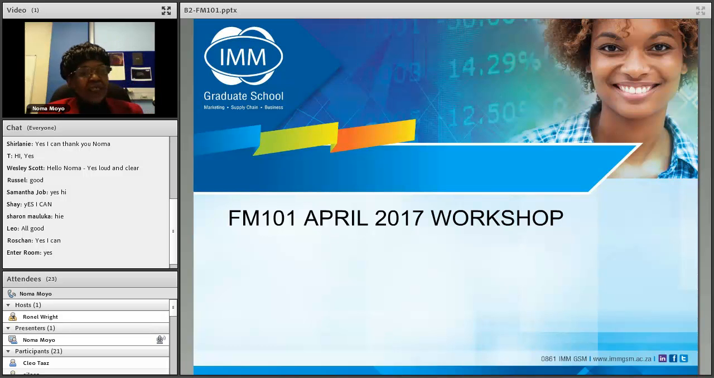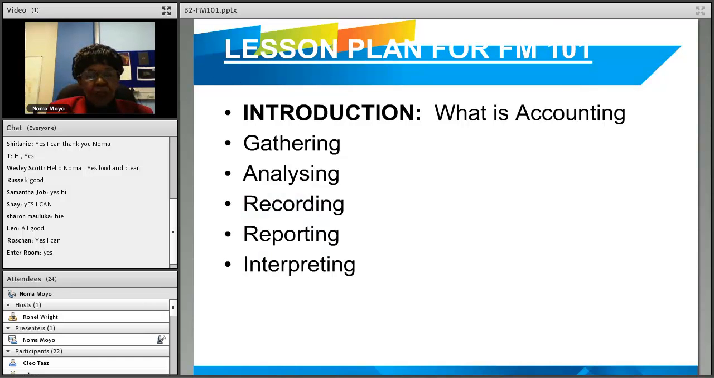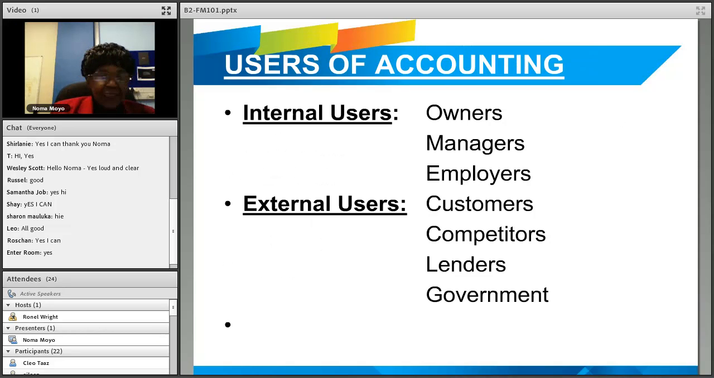So, ladies and gentlemen, as I go through what we are going to be going through, I would like you to have your textbook and learner guide with you because I'm going to be referring to this. I will try by all means to address what is required on your exam. So there we go. We know what financial accounting is about. We know it's about gathering, analyzing, recording, reporting, interpreting. I'm not going to go in detail there because I want us to have enough time for question and answer.